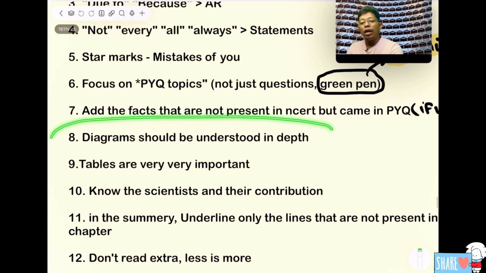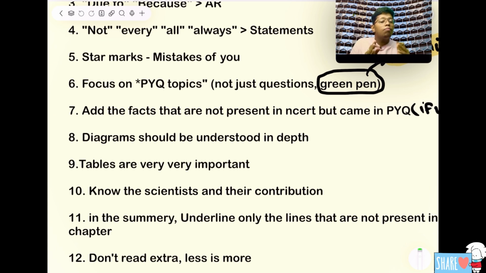Next thing is understand the diagram in depth. The reason is most of them will just see the diagram. There is a name they have given here like that. Just see exactly how many locations they have pointed out. What is the exact name of it? Exactly at what point they have marked. Make a practice of it.